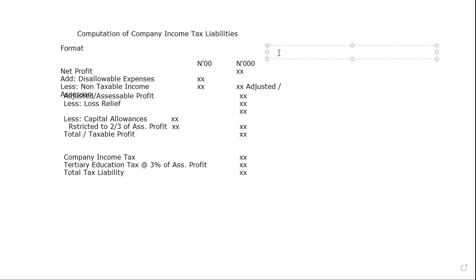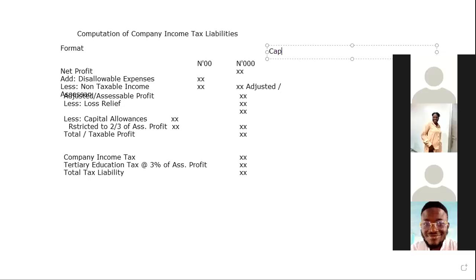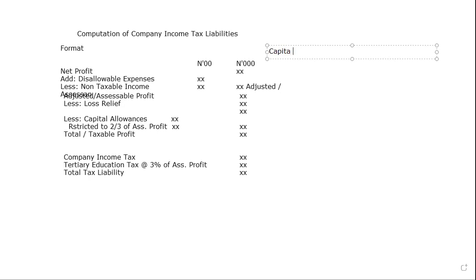So let me explain the many things you have here. First, capital allowance. Capital allowance is restricted to a third of assessable profit.